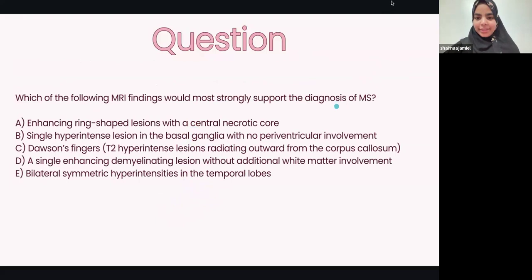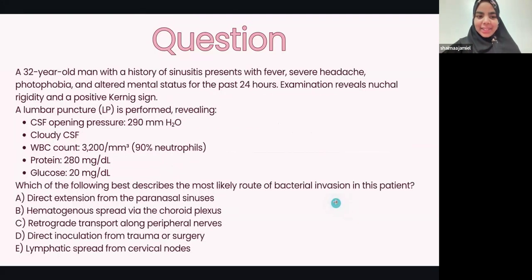Okay, Safia. Which of the following MRI findings would most strongly support the diagnosis of MS? A, enhancing ring-shaped lesions with a central necrotic core. B, single hyperintense lesion in the basal ganglia with no periventricular involvement. C, Dawson's fingers, which are T2 hyperintense lesions radiating outward from the corpus callosum. D, a single enhancing demyelinating lesion without additional white matter involvement. Or E, bilateral symmetric hyperintensities in the temporal lobes. So everyone is saying C. That's correct.